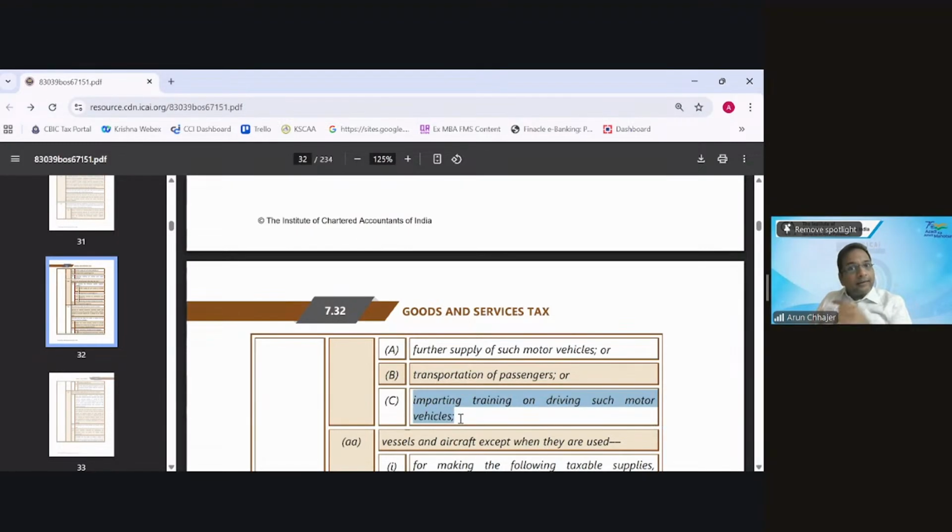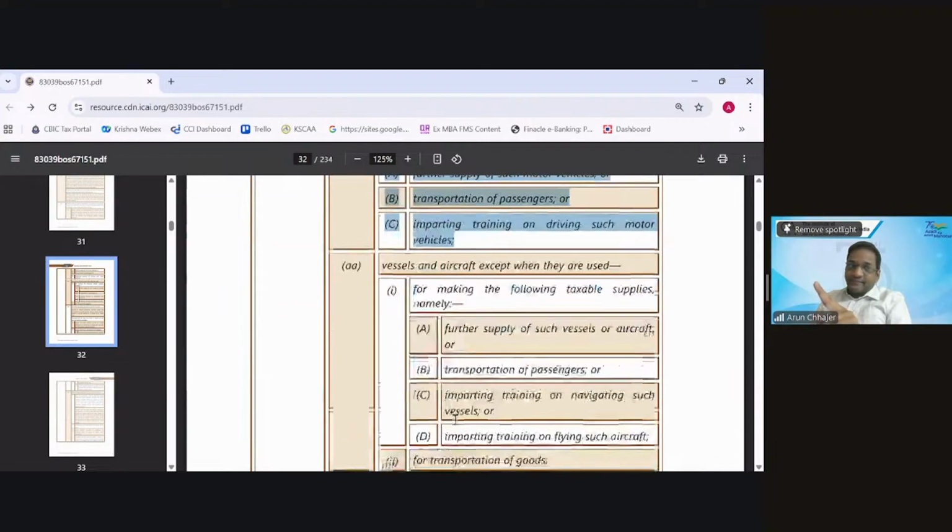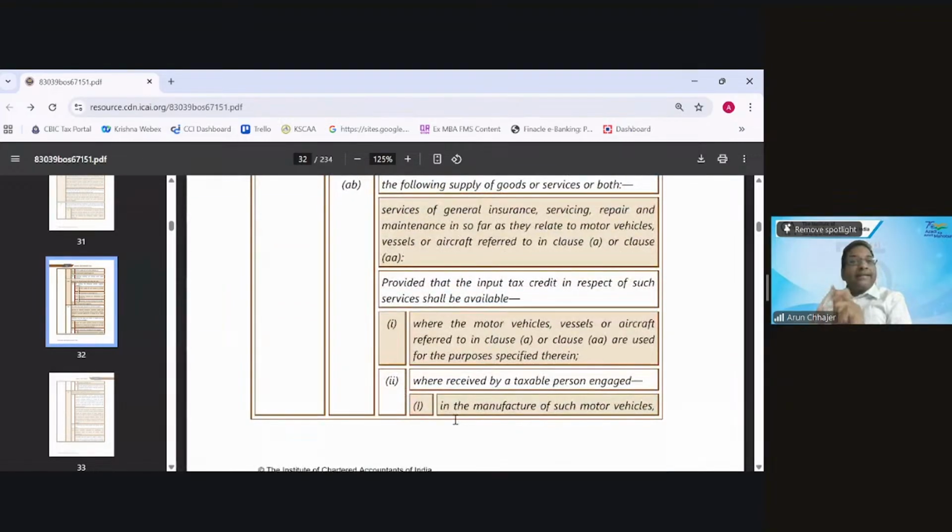Same answer. Can I say that in this case, the insurance company is not using the car for any of the purpose specified therein? The car is not being used for any of the purpose specified therein by the insurance company. Can I say this? If I say this, then ITC is blocked. Think about it, I am an insurance company. My ITC would be blocked, right?